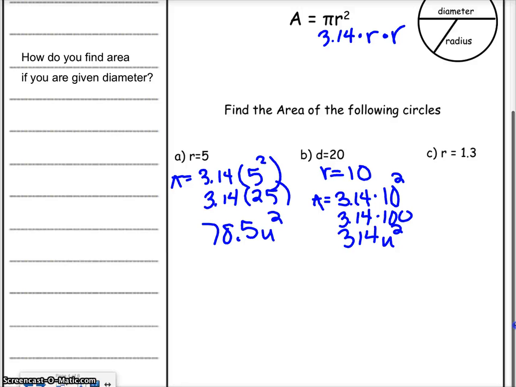Okay, and if the radius is 1.3, it's going to be 3.14 times 1.3 squared, which is 3.14 times 1.69, which is 5.3 square units.